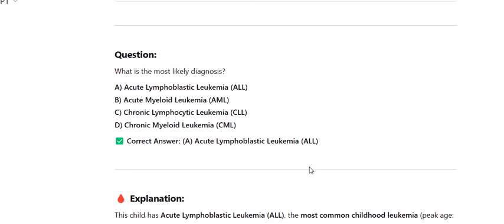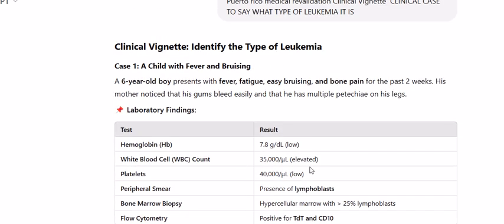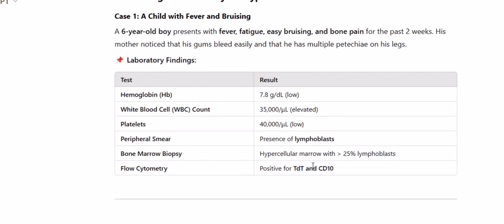Clinical vignette. Identify the type of leukemia. Case 1. A child with fever and bruising. A 6-year-old boy presents with fever, fatigue, easy bruising, and bone pain for the past 2 weeks. His mother noticed that his gums bleed easily and that he has multiple petechiae on his legs.